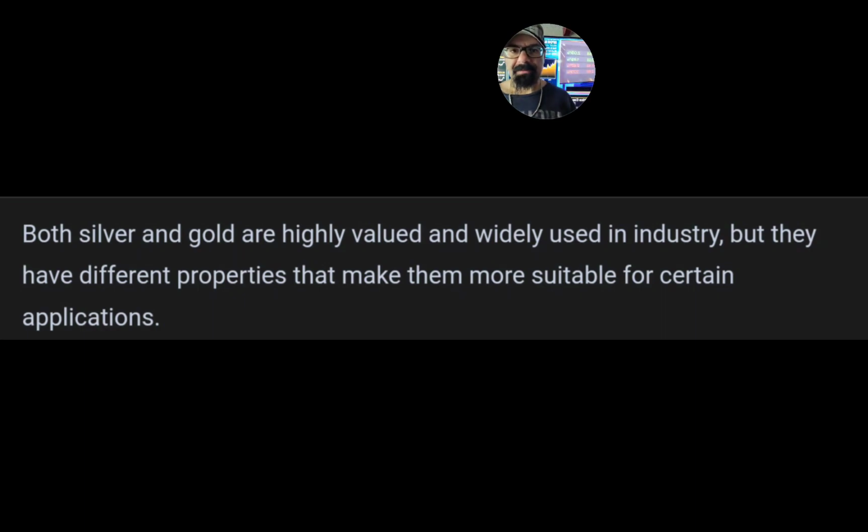So, they're both valuable. They're both widely used in industry. But I feel like silver has a lot more conducting values. And it's just some of the things you'll see. They both can be used in electricity and such. But there's just a lot of things when it comes to... I don't want to talk more.